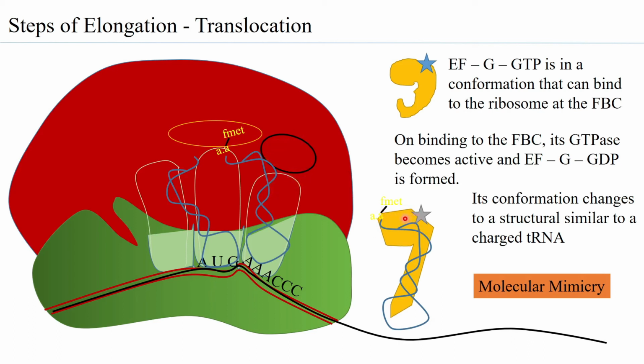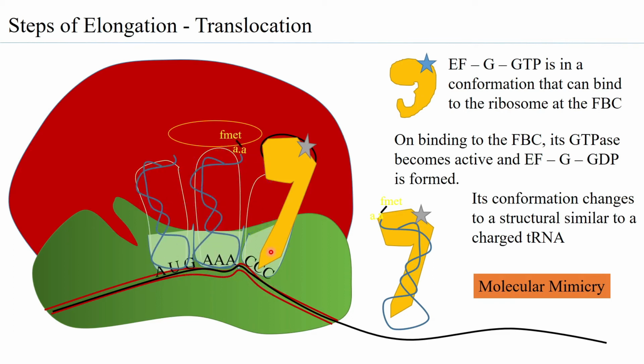So therefore, now what happens is, when it is converted to the GDP, look at the fact that it is trying to accommodate itself within the A site. And if it is trying to accommodate, it is going to push the tRNA out from the A site. And that is exactly what happens. Although the intricate details of this are not known, this is exactly what happens. That is, the EFG GDP is able to literally push the two tRNAs from their existing sites to the next sites. And as mentioned earlier, along with the tRNA, the mRNA is also shifting.